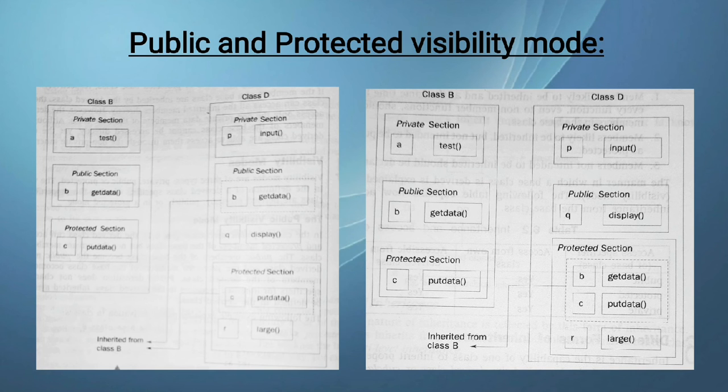So when it changes to protected, what happens? It has to be declared or defined within its own class definition only, because the object itself cannot access protected members. Only through the member functions will it be able to access the protected members. Now let's move on to the table.